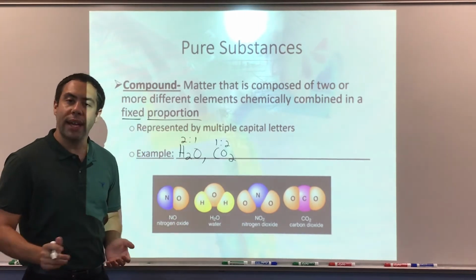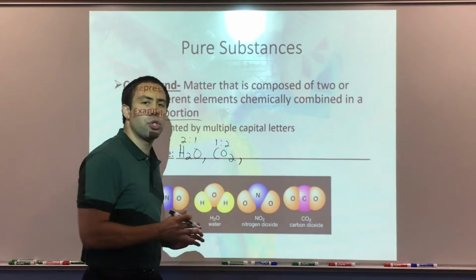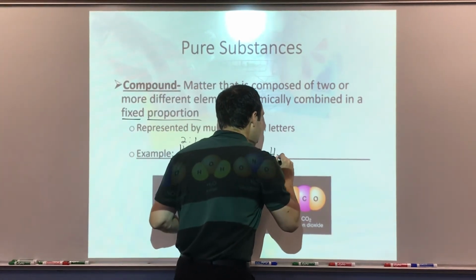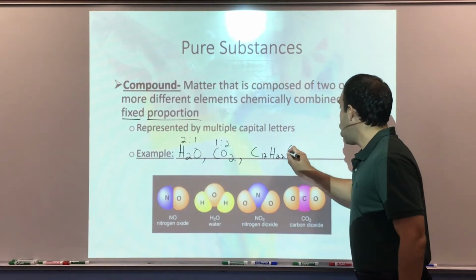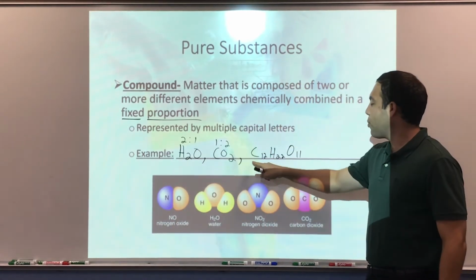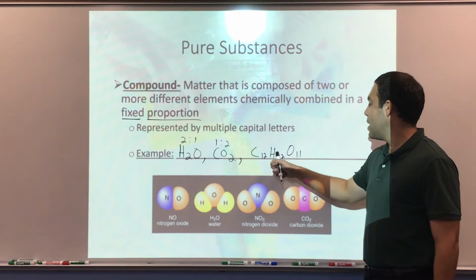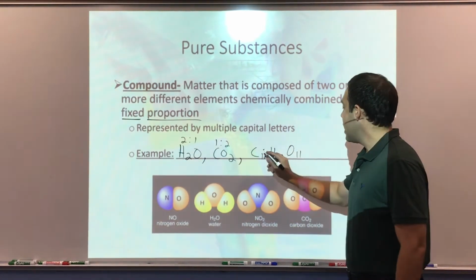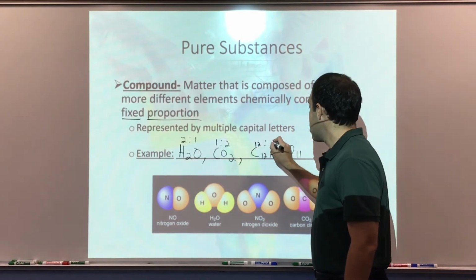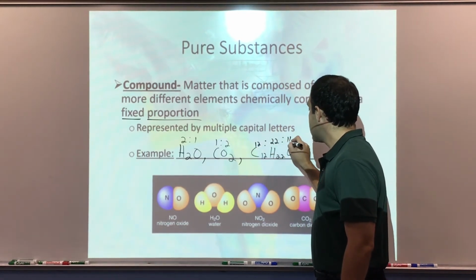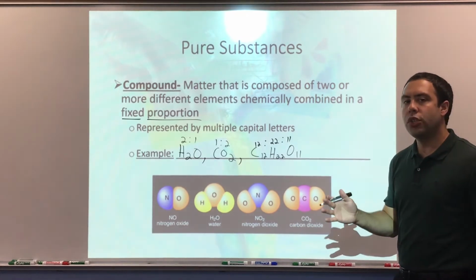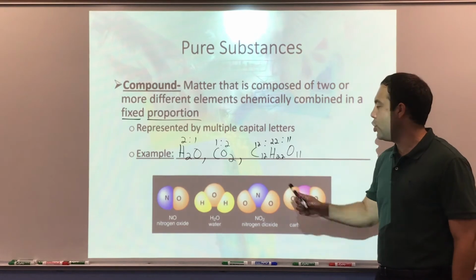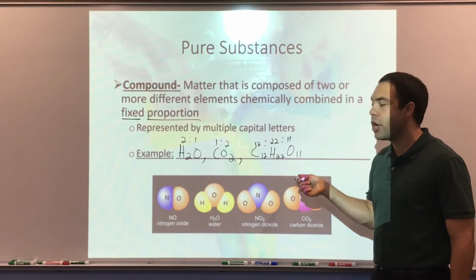We have more complex compounds, like table sugar. Sucrose is C12H22O11. So we have three different capital letters, capital C, capital H, capital O, carbon, hydrogen, oxygen, and the ratio is a 12-to-22-to-11 ratio. Every sugar molecule, every sucrose molecule will be the exact same ratio, 12 carbons to 22 hydrogens to 11 oxygens.